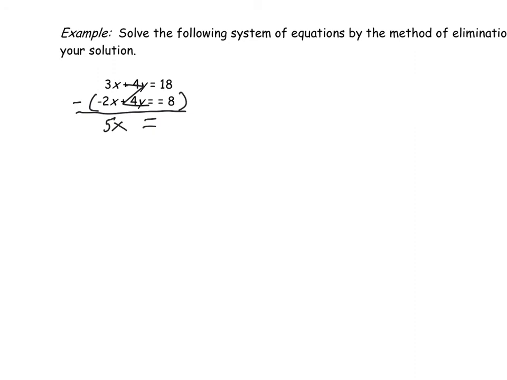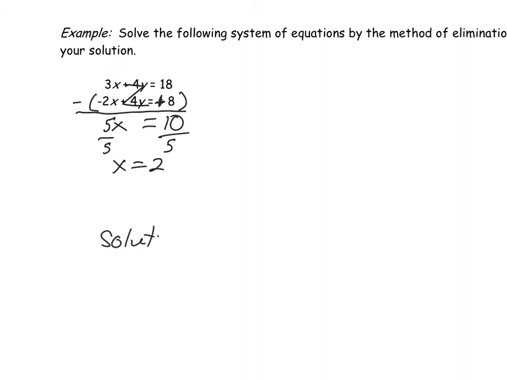Maybe they just accidentally had the double equal sign. Well, we're going to go 18 minus 8. 18 minus 8, we'll call this a positive 8. 18 minus 8, of course, is 10. Divide by 5. I get x equals 2.